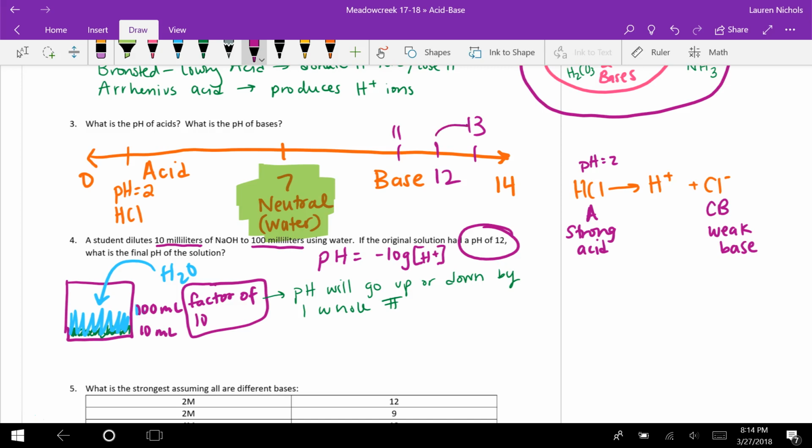So going to 13 would mean going further away from where water is at neutral, and going to 11 would be closer to water. So one easy way to think about it is if I'm diluting it with water, then I'm going to go closer to water, but because it's only by a factor of 10, I'm only going to move one pH number closer. If I diluted it from 10 to 1,000, which is 2 factors of 10, then I would go from 12 to 11 to 10, right? So the more water you add, the closer and closer you move to neutral. So that's one thing to keep in mind there.